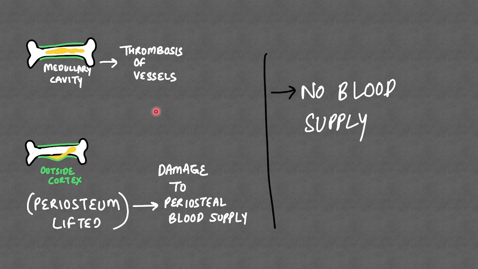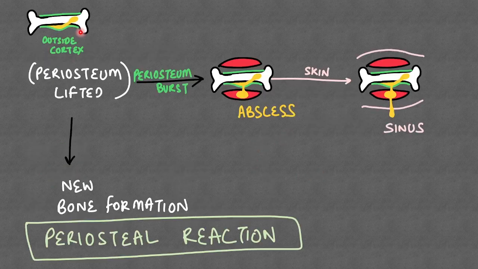This separated piece of bone is devoid of blood supply and will later form a sequestrum when the condition is turned into chronic osteomyelitis. Now what happens to the pus which has lifted the periosteum? If the periosteum bursts, then this pus comes out in the submuscular plane and causes an abscess. If this abscess further pierces through the skin, then the pus comes out through the skin and forms a tract. This is called a sinus.